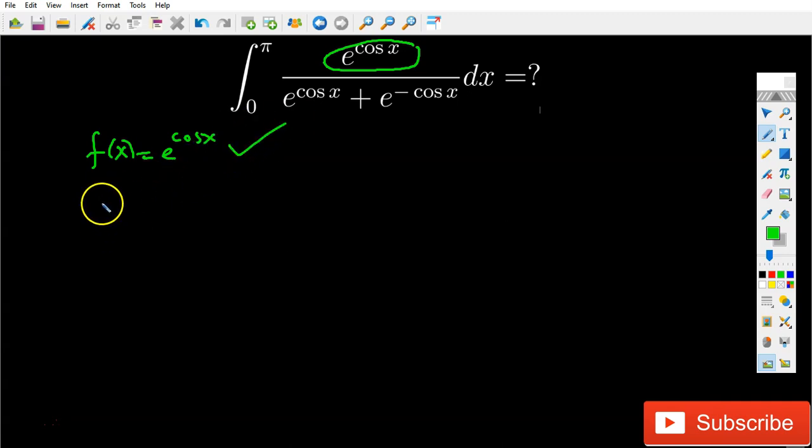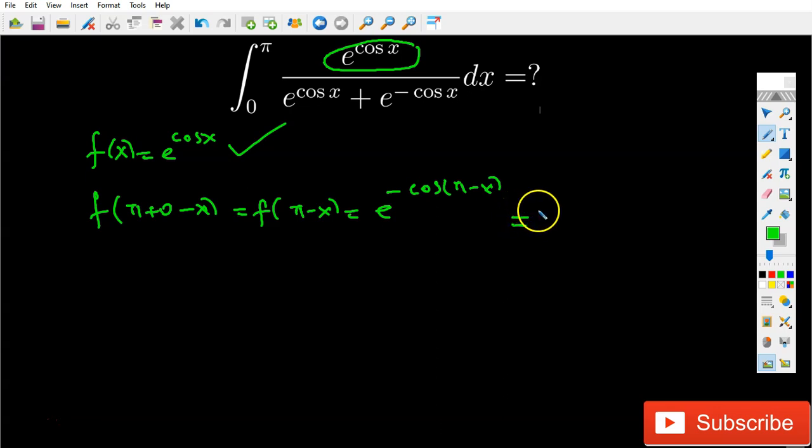Let's check the second requirement, which is f of lower limit plus upper limit minus x, which is f of pi minus x. Now let's put this expression into the original f of x function and see if it's equal to e to the power of negative cosine x. So e to the power of cosine of pi minus x, and that's going to be equal to e to the power of negative cosine x using the trig identity, one of the famous trig identities. So we got the second requirement met.